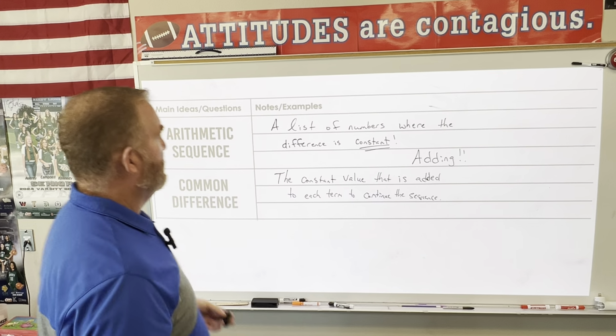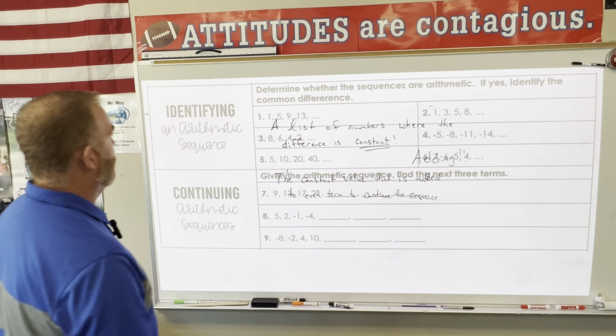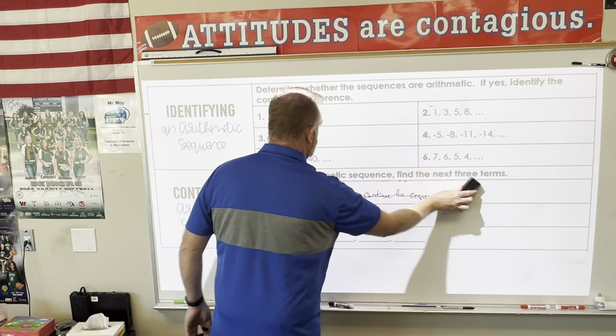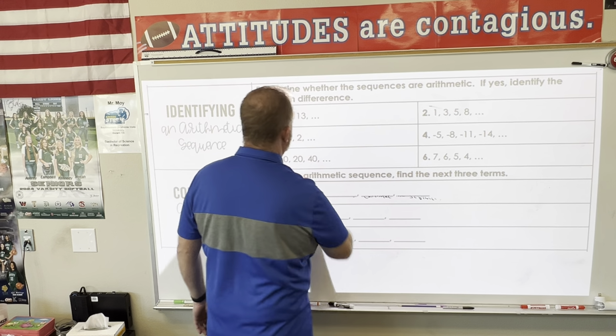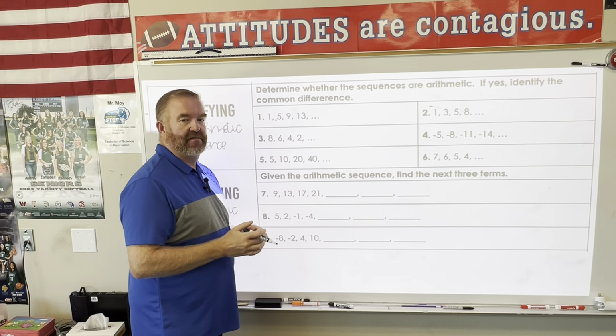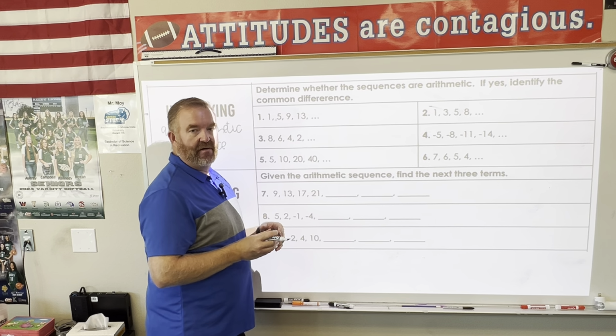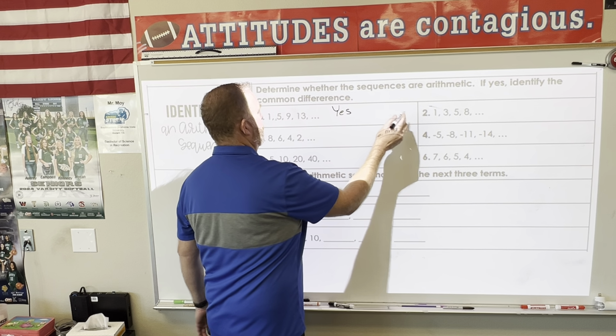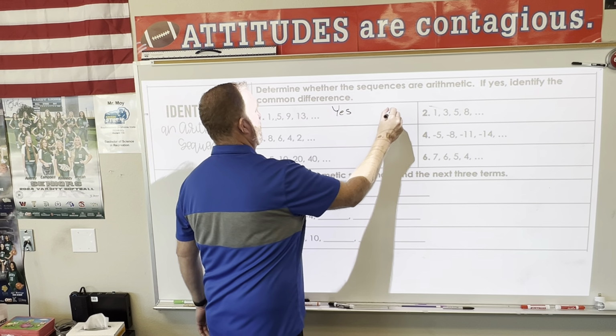All right, here we go. On this next one, with your elbow neighbor, I'll do these with you. Let's talk through these as a class. Number 1: 1, 5, 9, and 13. Is that a sequence? Yes. What are they doing? My common difference would be plus 4. They're adding 4.